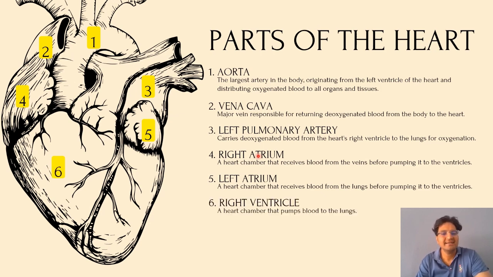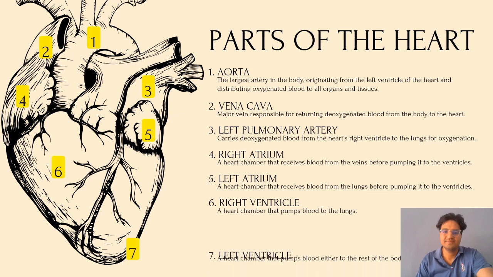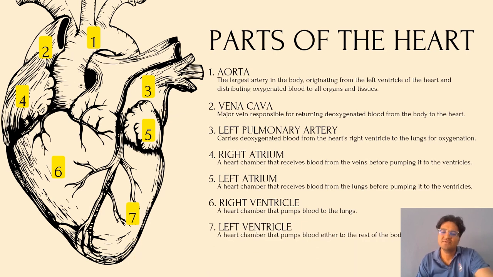Then we have the right ventricle, a heart chamber that pumps blood to the lungs. The lungs, we say, are where the blood goes when we breathe. And in the last, we have the left ventricle, a heart chamber that pumps blood to the rest of the body.